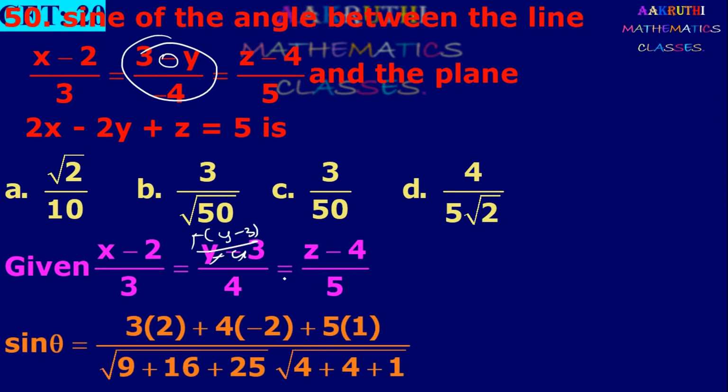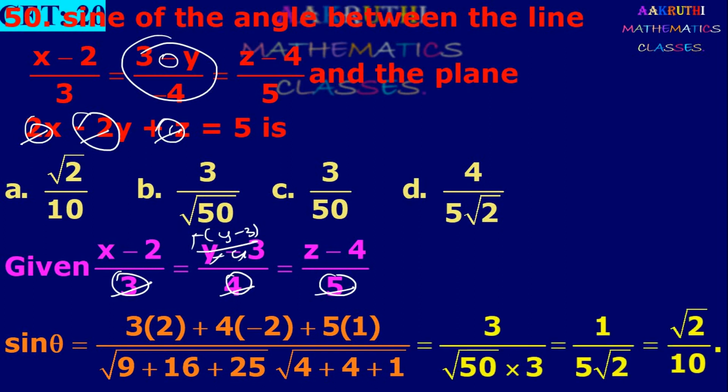Angle between plane and line is sin theta, it is a1 a2 plus b1 b2 plus c1 c2 divided by root of a1 square plus b1 square plus c1 square into root of a2 square plus b2 square plus c2 square. So when we multiply this, we get 3 into 2, next it is 4 into minus 2 and then it is 5 into 1 here. So it is 3 into 2 plus 4 into minus 2 plus 5 into 1 divided by root of 3 square, it is 9, 4 square it is 16 and 5 square is 25, into root of 2 square 4 and minus 2 square is 4 and again 1 square is 1.